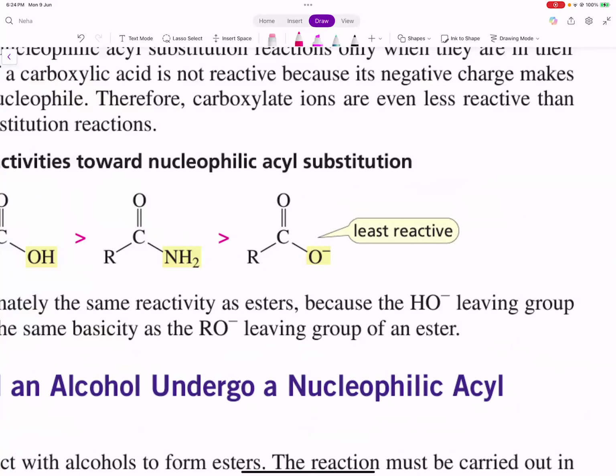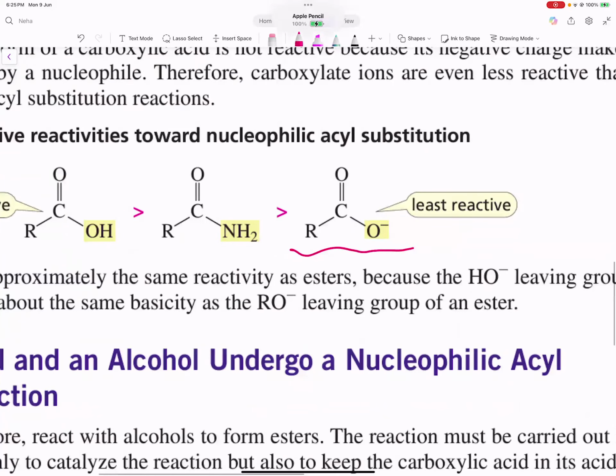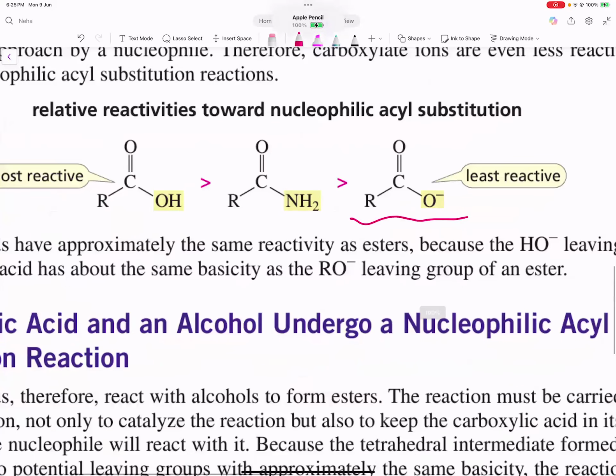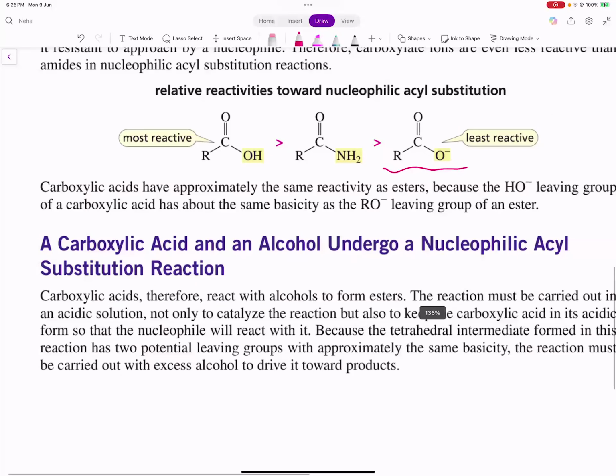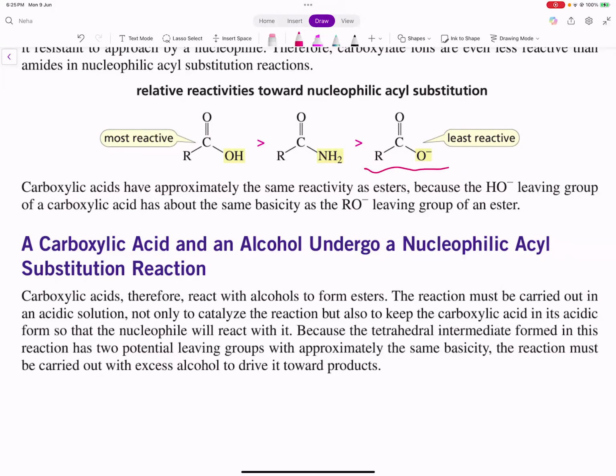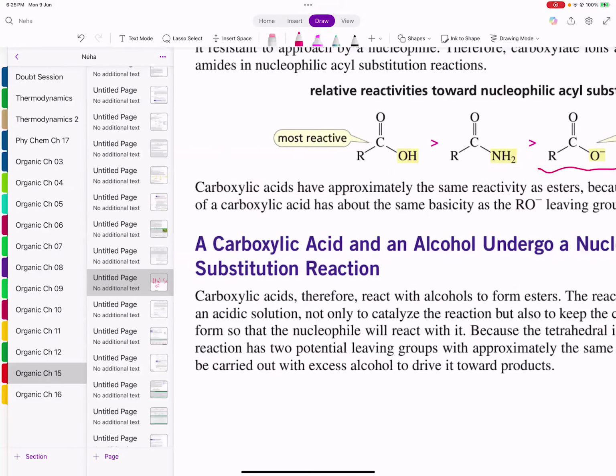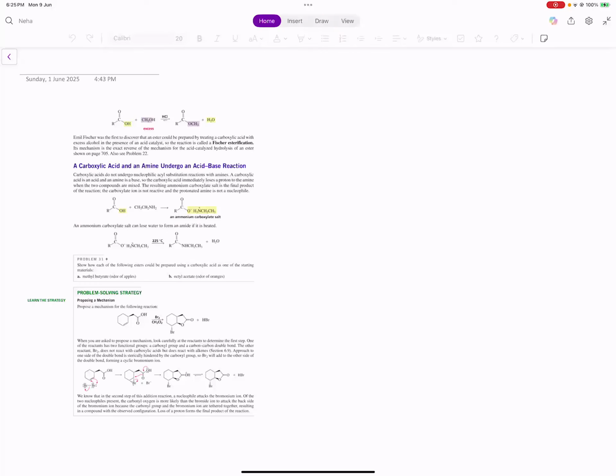Okay, yeah, sir, got it. So that is why the nucleophile is not coming here, right? Because it is already... Okay, now the thing is, a carboxylic acid and an alcohol undergo a nucleophilic acyl substitution reaction. Now let us see what is going to happen here.